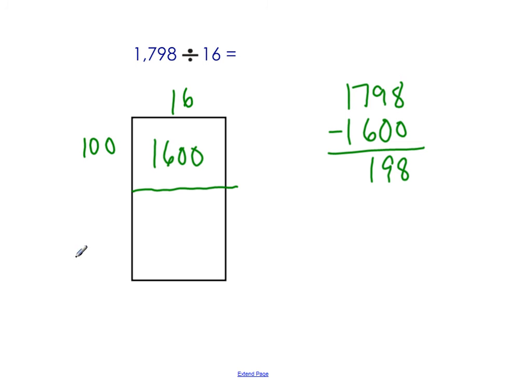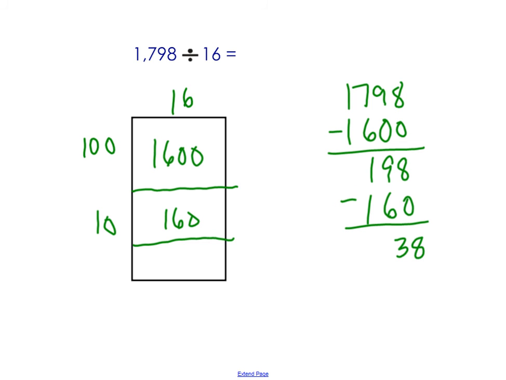And then 16 times 10 is 160. So let's try 160, because I know that's not greater than 198. So that's 160. And now I have 38 left over. Now I'm wondering how many 16s make 38 or close to it. Well, that would probably be 2. 16 times 2 is 32.